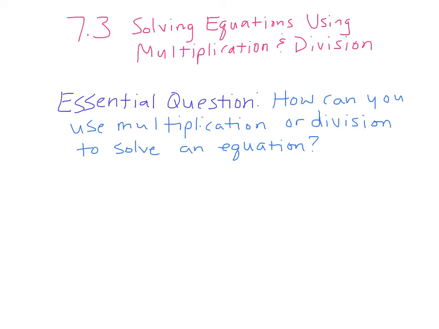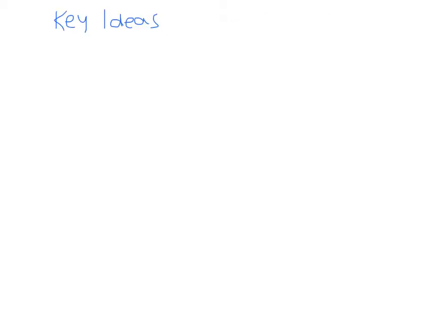So section 7.3 is about solving equations using multiplication and division. Our essential question is, how can you use multiplication or division to solve an equation? This is the exact same setup as the last section, only this time we're using multiplication and division rather than addition and subtraction. To start off, we have a couple key ideas.